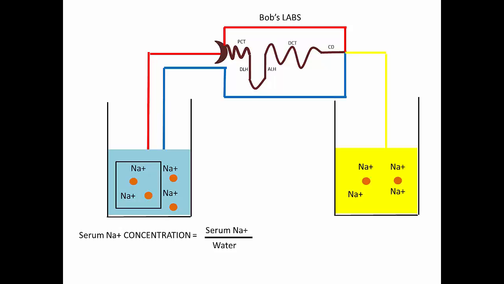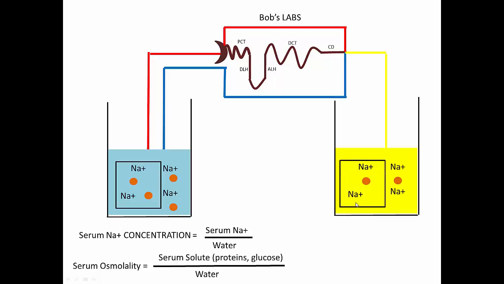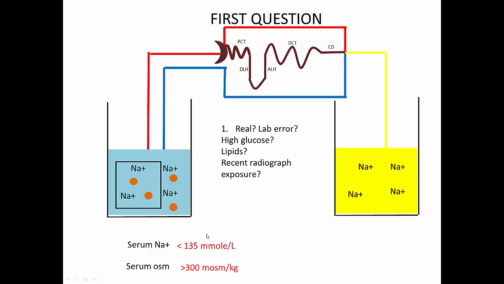Well, Bob has other solutes in his sample other than just sodium. He has glucose and protein as represented by the orange circles. So the solute, which in this case will be represented by the orange circles, the proteins and the glucose and the sodium, divided by the water, is going to give us our serum osmolality. Similarly, we can do the concentration of the sodium and the osmolality for the urine.